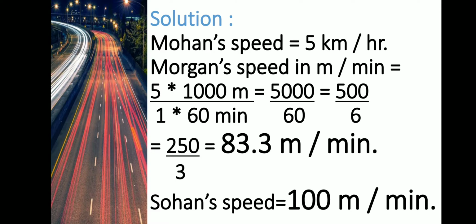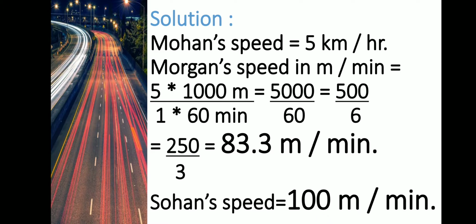Mohan's speed is 5 km per hour. We'll convert this into meters per minute, because Sohan's speed is in meters per minute. So 5 kilometers into 1000 meters, divided by 1 hour, converting into 60 minutes, so 60 minutes. That comes to 5000 by 60, which is 500 by 6, and that comes to 83.3 meters per minute. This is Mohan's speed.